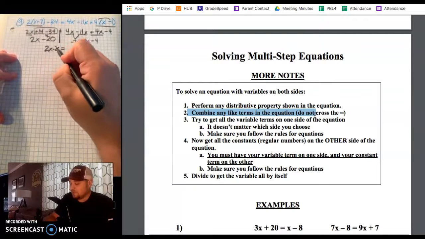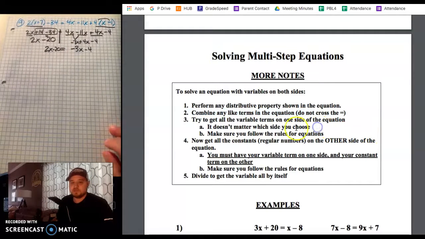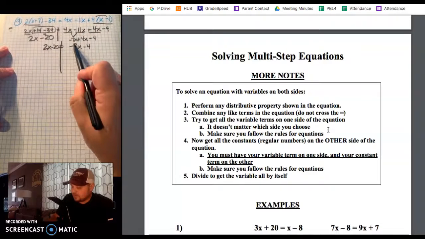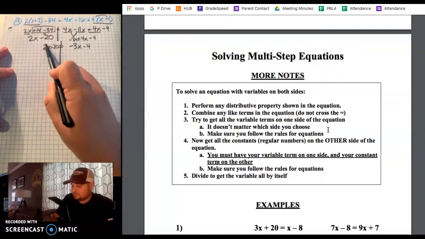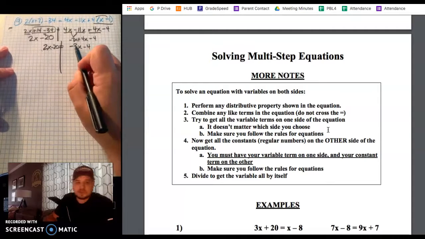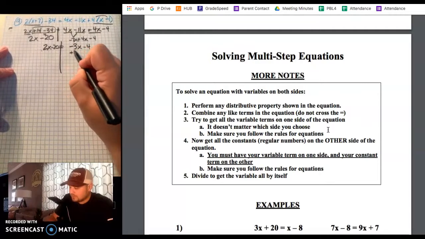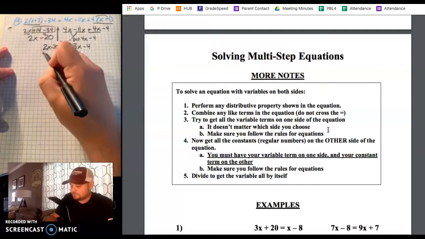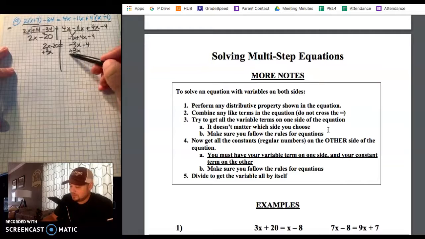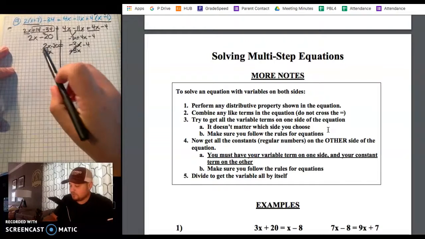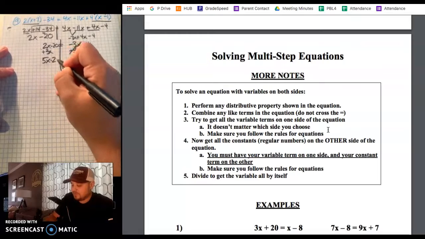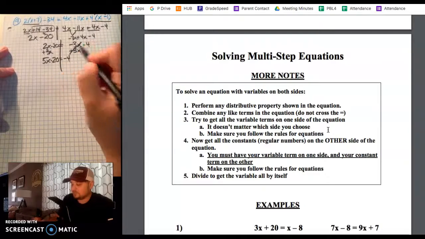Okay, so now we're on to step 3. So step 3, try to get all the variable terms onto one side of the equation. Okay, so here I've got x's, here I've got x's. Let's try to get them all onto the same side. Here I'm going to get rid of the negative 3 because I don't like negative numbers. To get rid of negative 3, I add 3. So I'm adding 3x to each side. These sort of go away. They make a 0. 2x plus 3x is 5x. So now I've got 5x minus 20 equals negative 4.